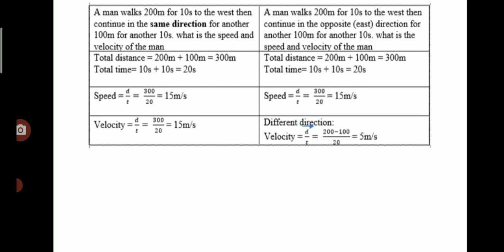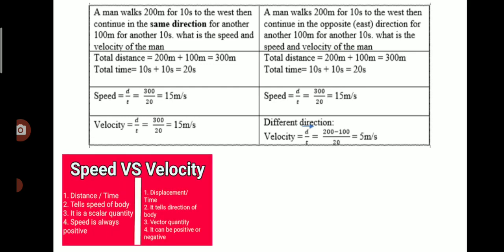But if you calculate the velocity, then we can say that the displacement will be 200 minus 100. It means that 100 upon 20 is equal to 5 meters per second. So velocity is changing here, 5 meters per second, but the speed is remaining as 15 meters per second. So from this we can analyze what is the difference between speed and velocity.